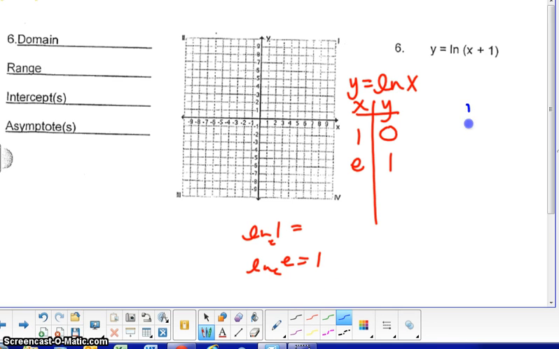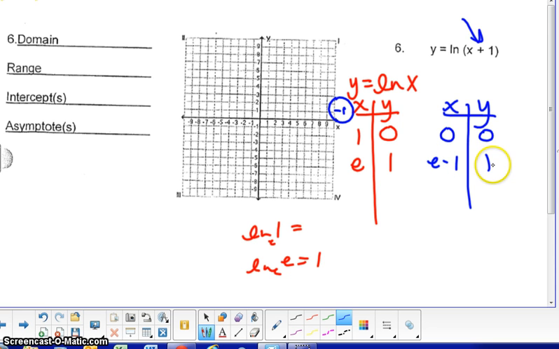So now when I do the shift, which again means shifting to the left, but this time 1, we're going to subtract 1 from both of these x values. So 1 minus 1 is 0, and the y value is going to remain the same. e minus 1 is this, and the y value is going to remain the same. So let's go ahead and plot the first one, and then you will need your calculator to find the value of the next. So go ahead and get that out, please.